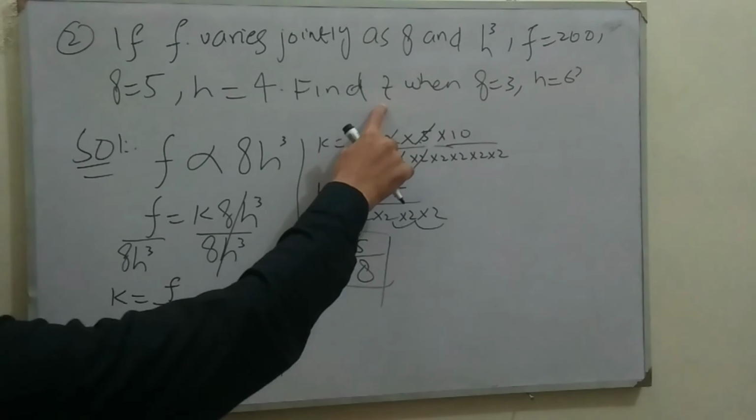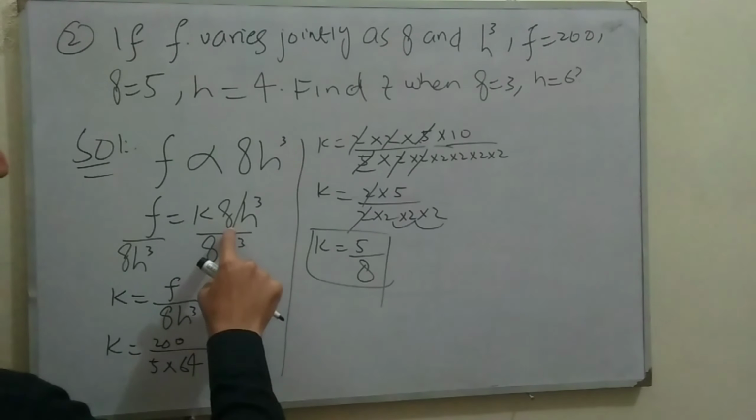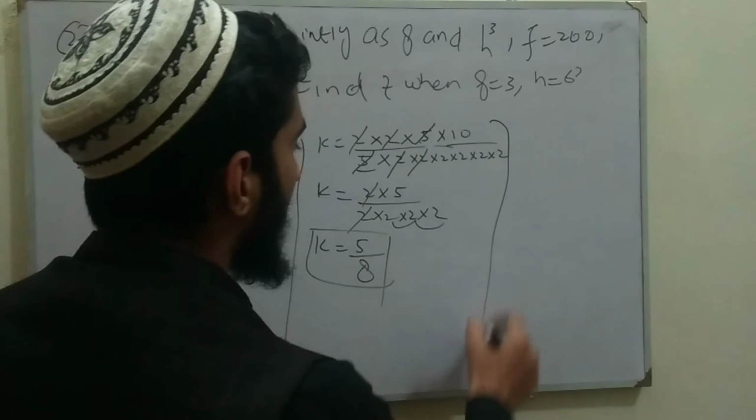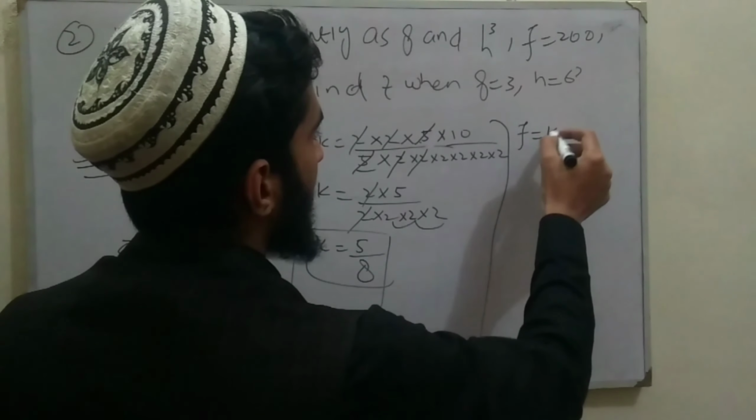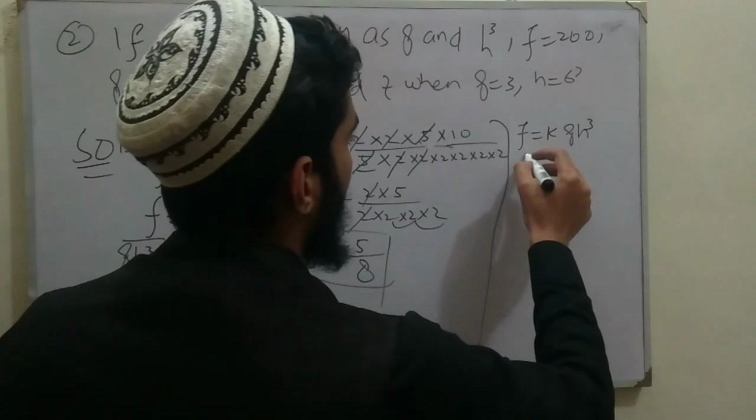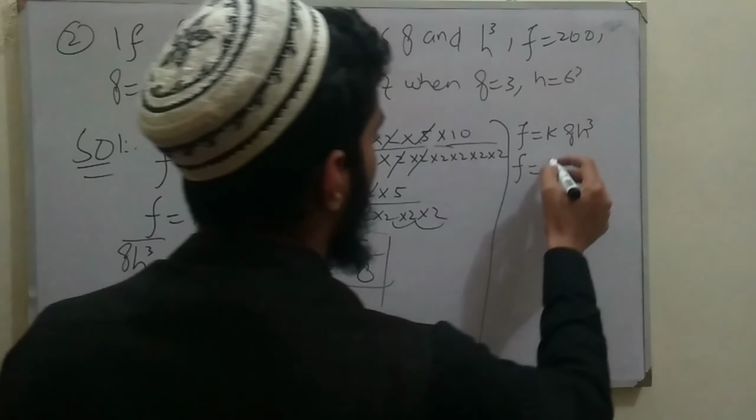We are interested in f, so using the same relation, f is equal to k g h cube. f is equal to the value of k, which is 5 divided by 8.